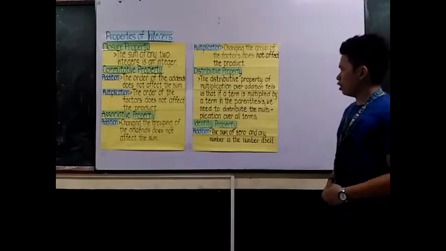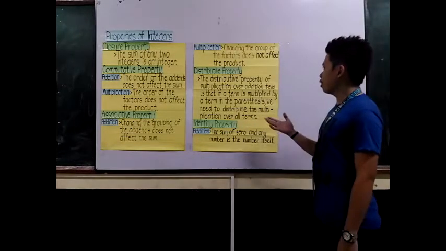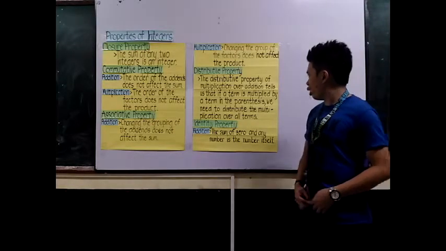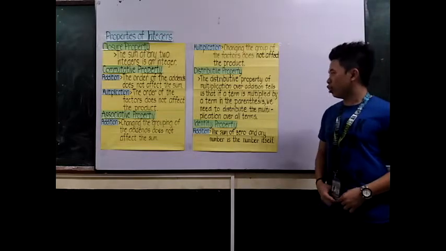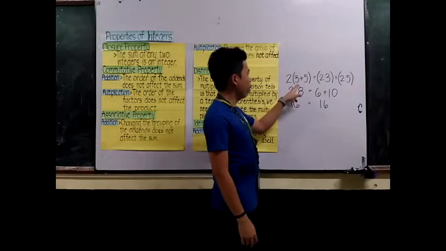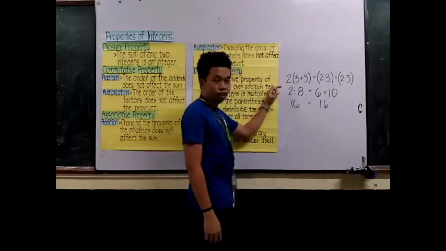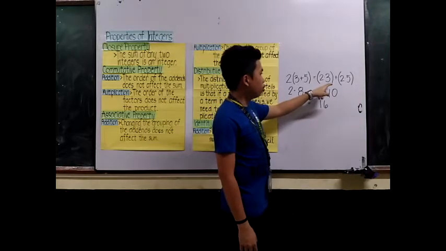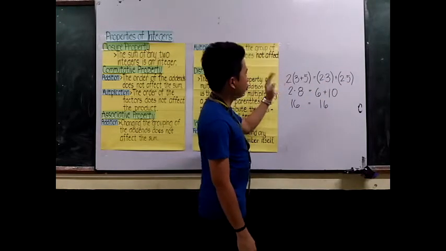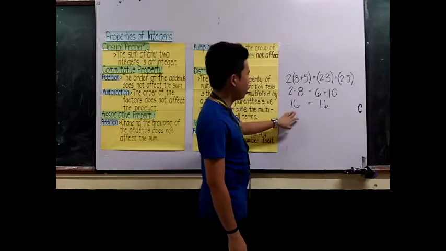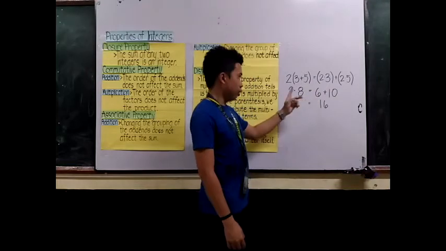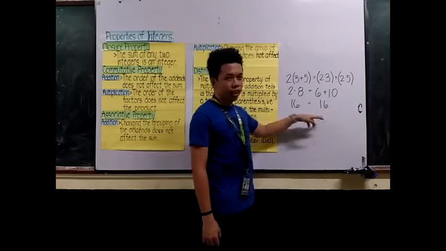The fourth property is the distributive property. The distributive property of multiplication over addition states that if a term is multiplied by terms in the parentheses, we need to distribute the multiplication over all terms. Here's an example. The sum of 5 and 3 multiplied by 2 is equal to the product of 2 and 3 added to the product of 2 and 5. The sum of 3 and 5 is 8, multiplied by 2 is 16. While the product of 2 and 3 is 6, and the product of 2 and 5 is 10. 6 plus 10 is 16. So 16 is equal to 16.